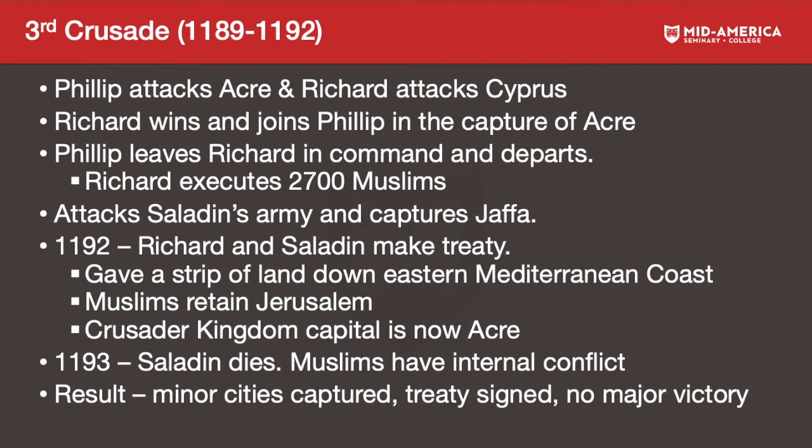And then in 1192, Richard and Saladin make a treaty. And this is the outline of the treaty. It gave a strip of land down the eastern Mediterranean coast to the Europeans. They would then have this little strip of land on the coast of the Mediterranean. The Muslims would retain Jerusalem, and the Crusader kingdom, the capital, is now moved to Acre. So this was the treaty.